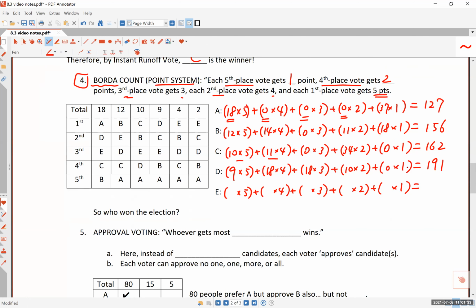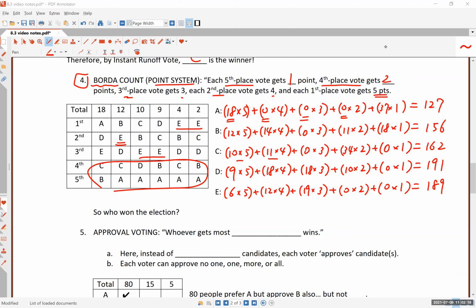Finally, for E, E has 6 first place votes. E appears on this column as their second place choice, that's 12. And E appears in these 2 columns as the third place choice, that's 10 plus 9, that's 19. And then E does not appear anywhere else, okay? So 0 and 0, is that right? Yeah, E doesn't appear in any of the fourth or fifth place choices. That's interesting. E actually is only in first, second, or third place votes of everybody.